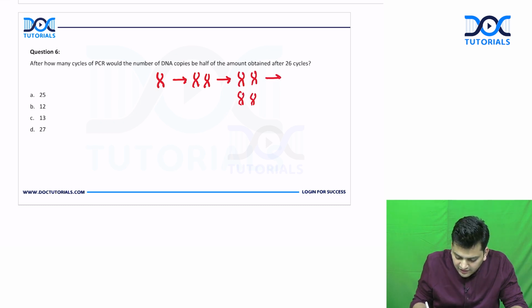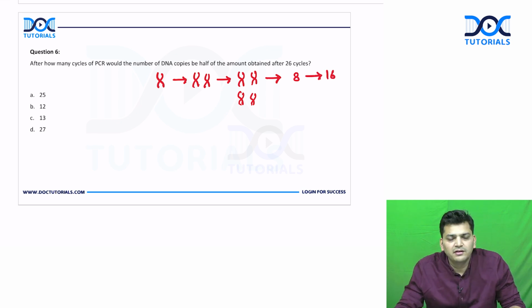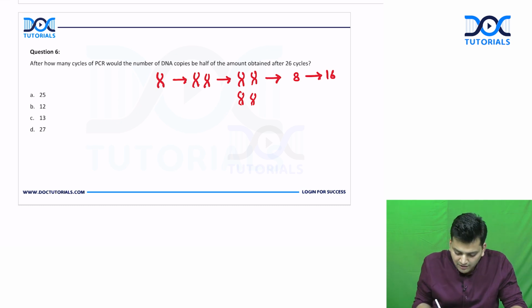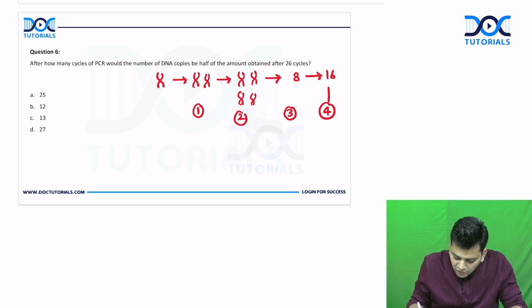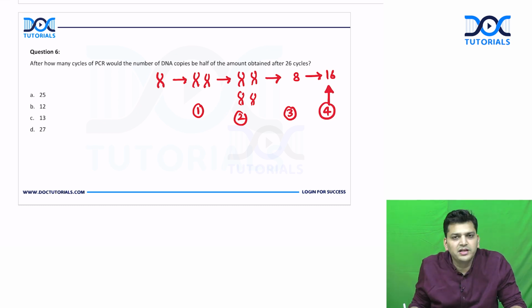If you repeat the cycle, you will get 8 copies. If you repeat the cycle, you will get 16 copies. Right? With every cycle, the numbers are going to double. Now, for example, this is the first cycle, this is the second cycle, this is the third cycle, this is the fourth cycle. After the 4th cycle, you are having 16 copies of the DNA.